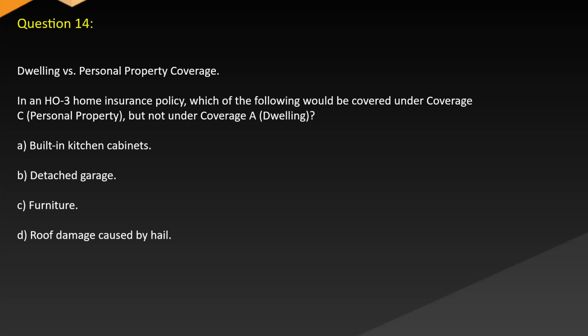In an HO3 home insurance policy, which of the following would be covered under Coverage C, personal property, but not under Coverage A, dwelling? A. Built-in kitchen cabinets. B. Detached garage. C. Furniture. D. Roof damage caused by hail.